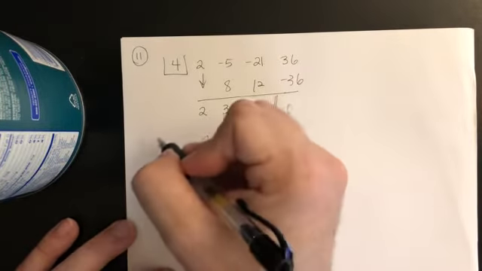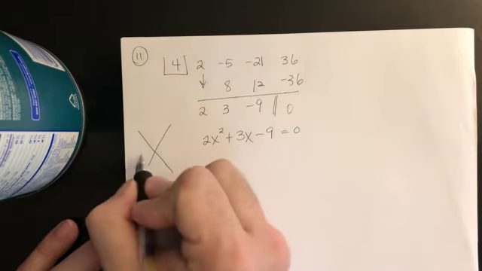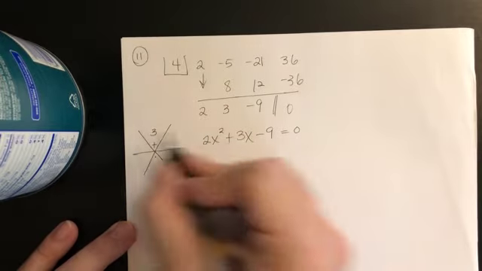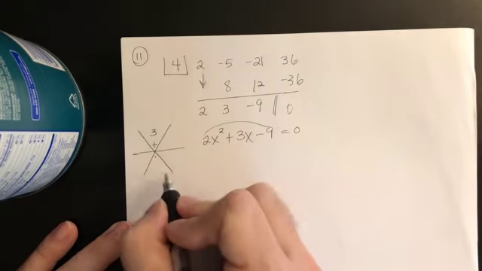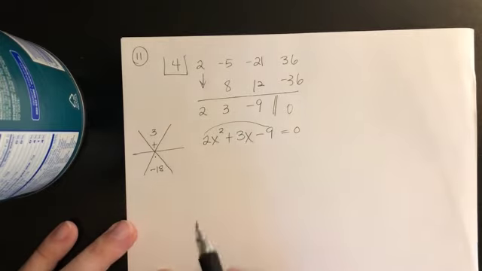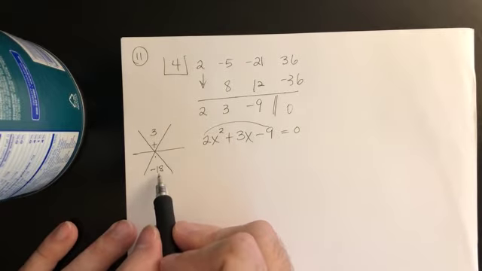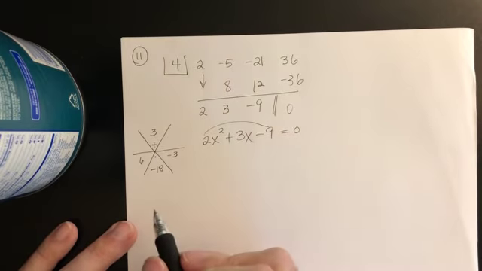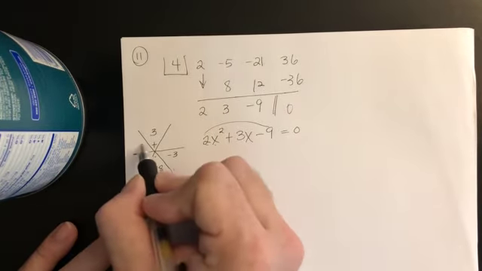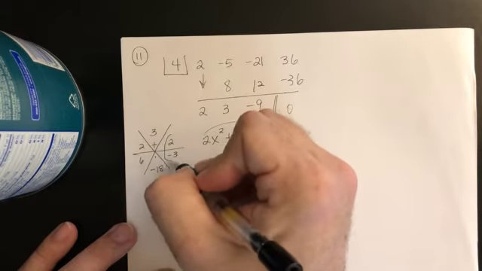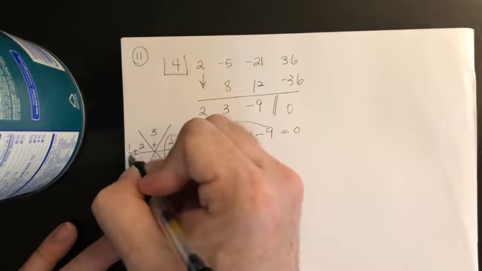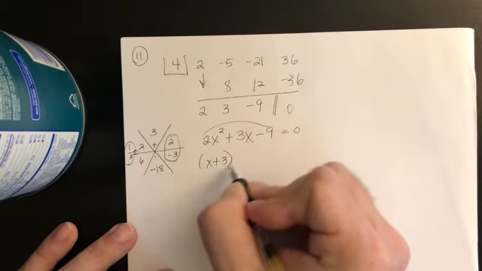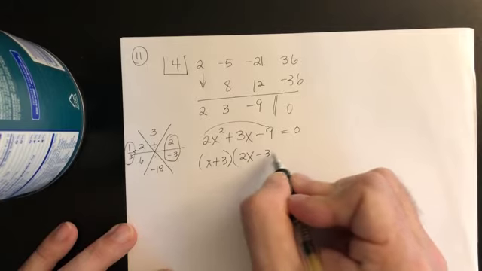Again, I can use the snowflake, so I'm going to do that because I like the snowflake. 3, the middle number, goes up here, and then 2 times -9 is -18. So then I say, what are two numbers that multiply to give me 18 and subtract to give me 3? And that is 6 and -3, right? This number goes above, and this one is reduced. This one reduces to 1/3. So when I factor it, I get 1x plus 3 and 2x minus 3, like so.